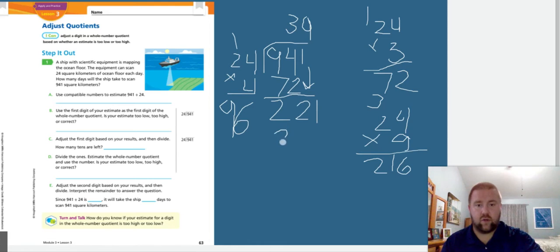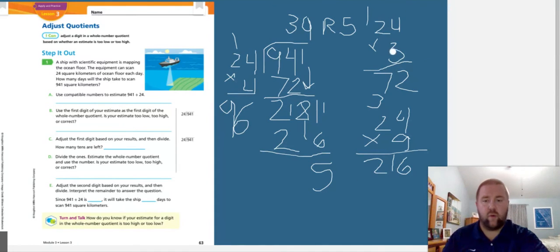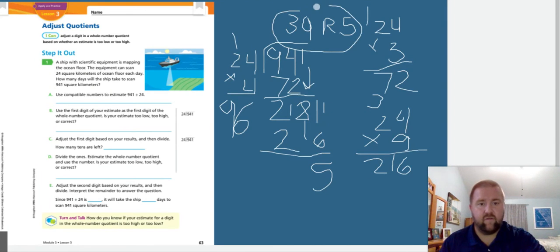So then I have to subtract my 216. Okay. So borrow here. This becomes an 11. 11 minus 6 is 5. So my answer would be 39 with a remainder of 5. So when we talk about adjusting the quotient, that was one of the ways that we had to adjust our quotient. Okay, and another thing when we talk about adjusting the quotient is we look at our answer of 39 with a remainder of 5.